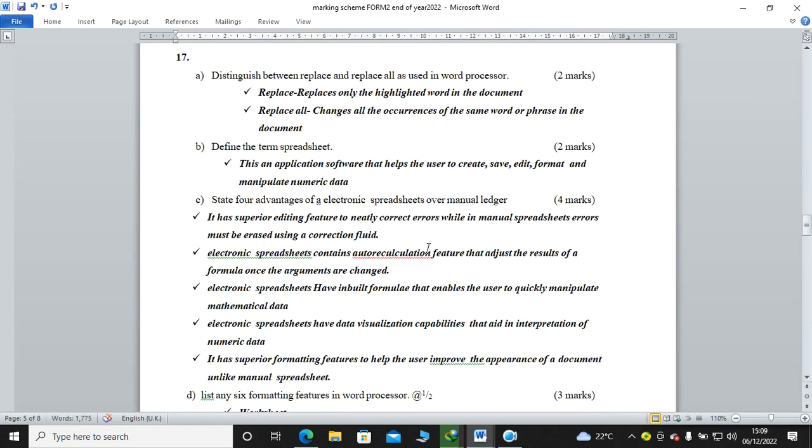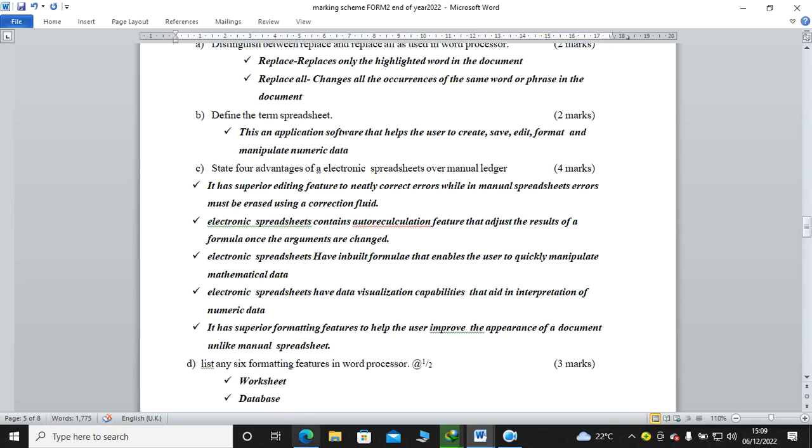Distinguish between replace and replace all as used in word processor. When you are finding something and replacing it, we usually have replace and replace all. Replace replaces only the highlighted word or the first occurrence of the word, whereas replace all replaces all occurrences of that phrase or word in that paragraph.